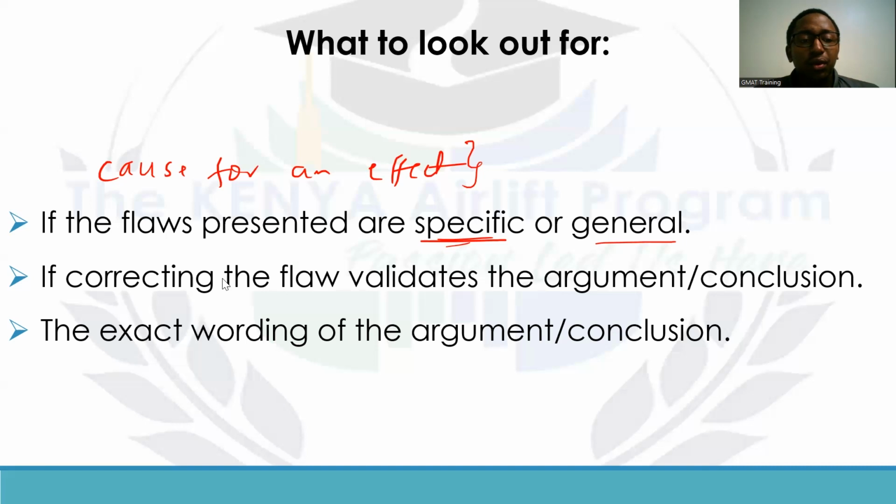Number 3, the exact wording of the argument or conclusion, because sometimes the argument can be focusing on one thing or can be connecting two specific things. If you were to find a flaw, you'll find a flaw that connects these two things that the argument or the conclusion did connect. So look out for the exact wording. As we always say in critical reasoning, it is crucial to use the exact words of the author so that you don't end up choosing answer choices that are out of scope.